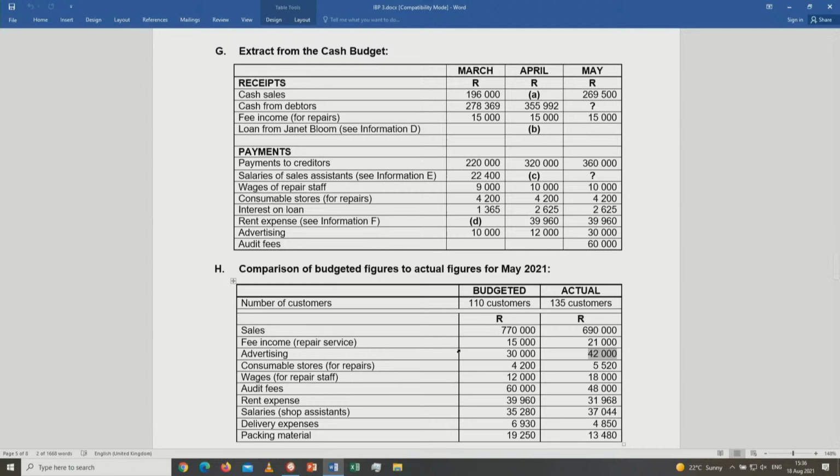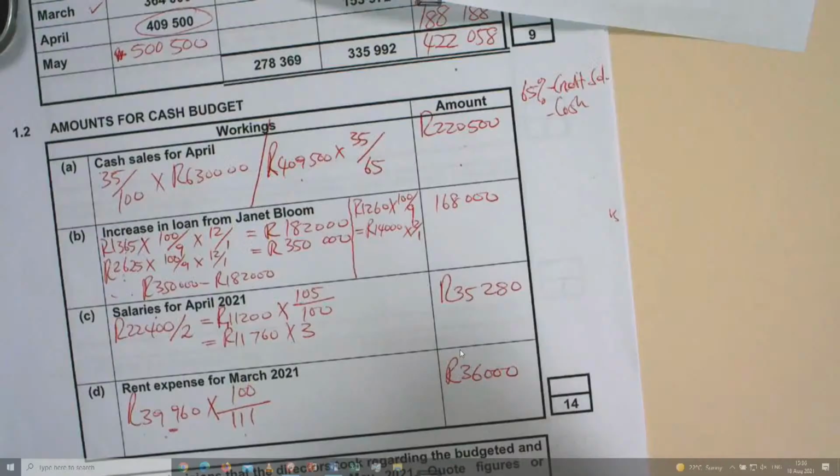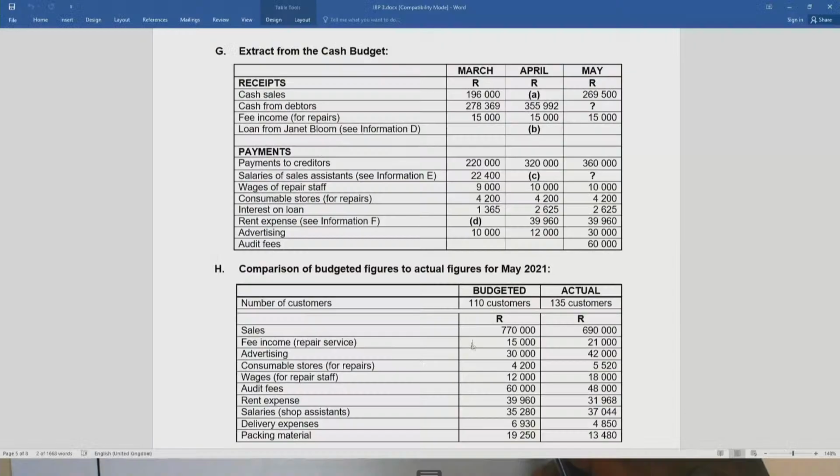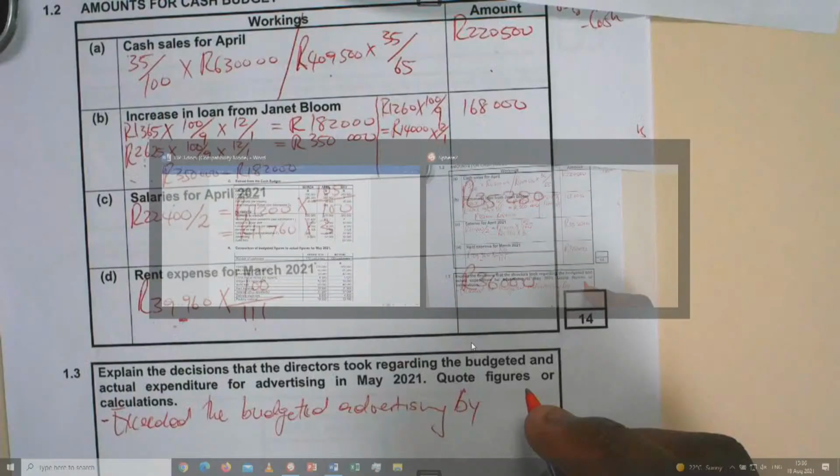So that is the first point. The company has exceeded the budgeted advertising by 12,000. If you can check there, I think the difference between 30,000 and 42,000 is 12,000, by 12,000.